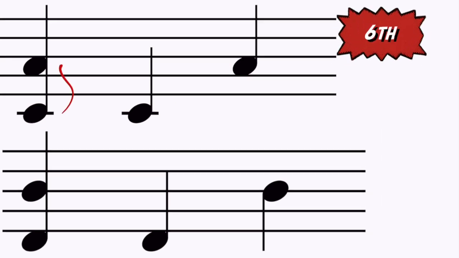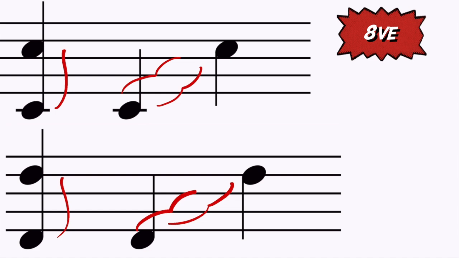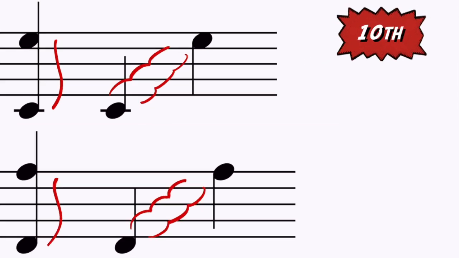For sixths, we've got 2 lines, 2 spaces in there. And you can think of it as, oh, okay, I've got 2 lines, but I'm going from space to line. So it's a sixth rather than a seventh. Octaves skip 3 lines, 3 spaces, like this. And tenths skip 4 lines, 4 spaces, like this.